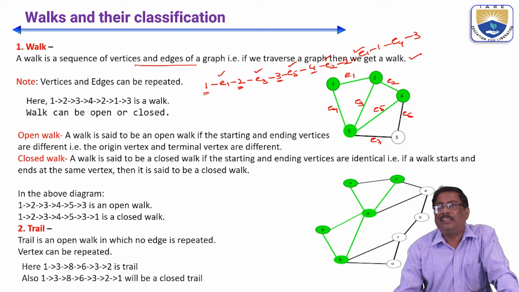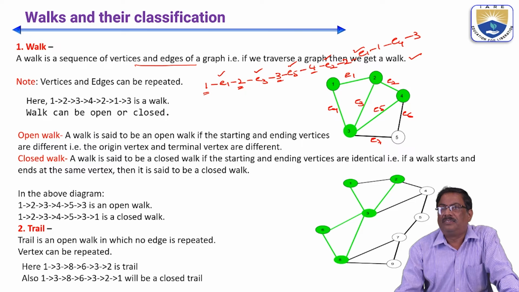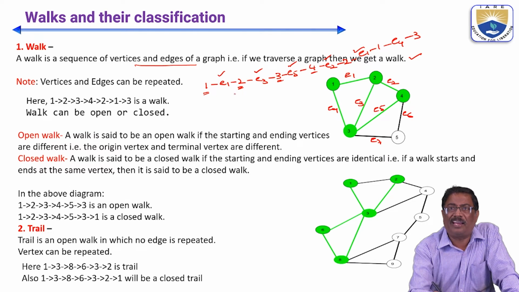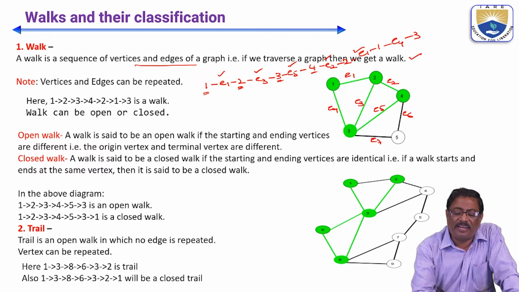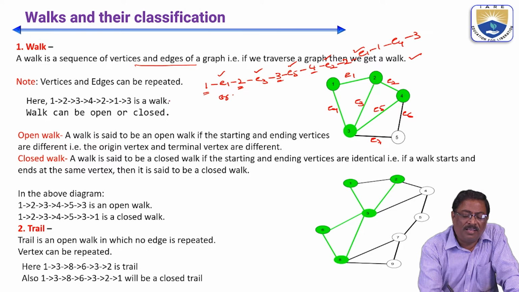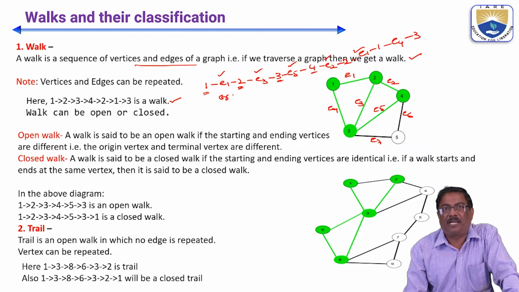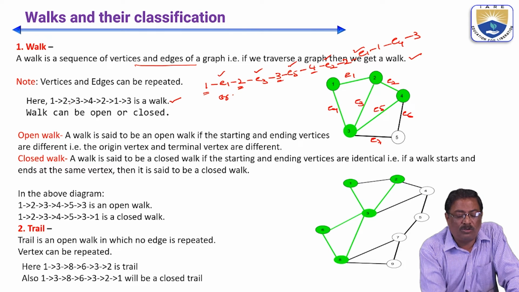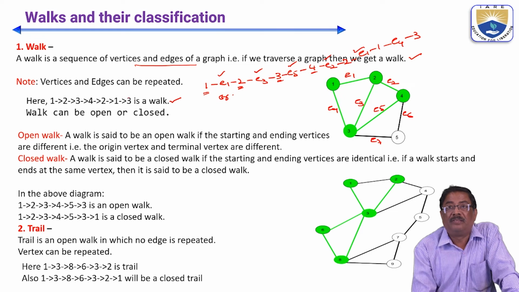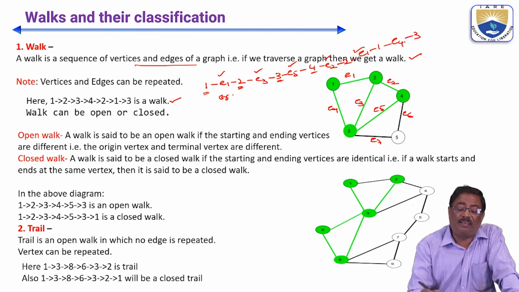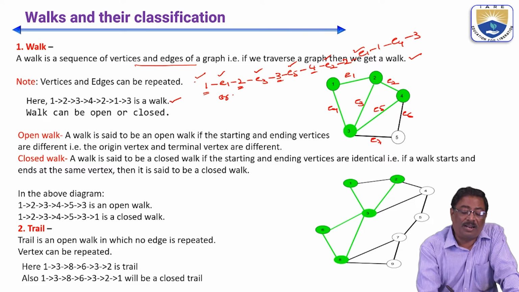In a walk, any number of vertices or edges can be repeated, so the walk can become lengthy. Either I can represent it like this, or only with vertices, with an edge in between. Here there are 7 vertices, and in between only 6 edges: 1, 2, 3, 4, 5, 6 edges. Either we can represent a walk in this form or in this form.